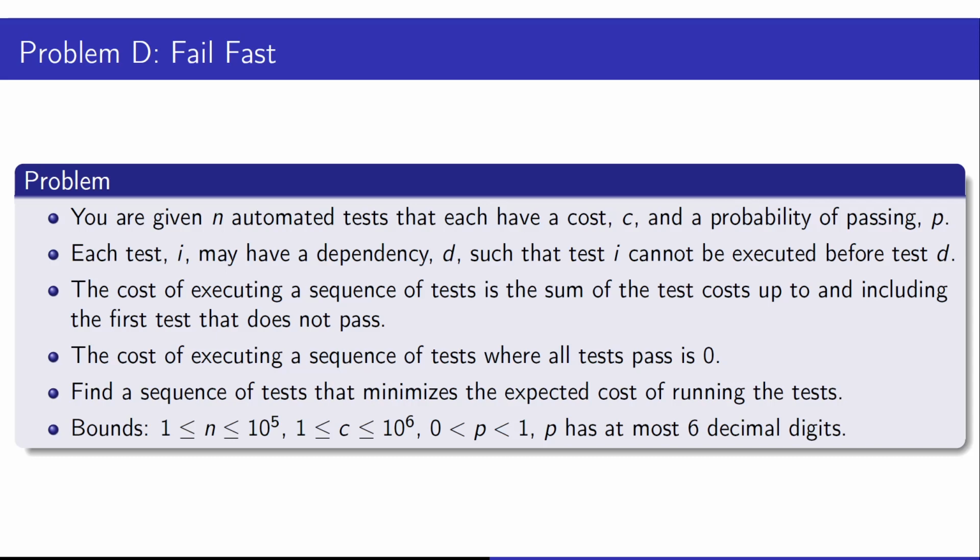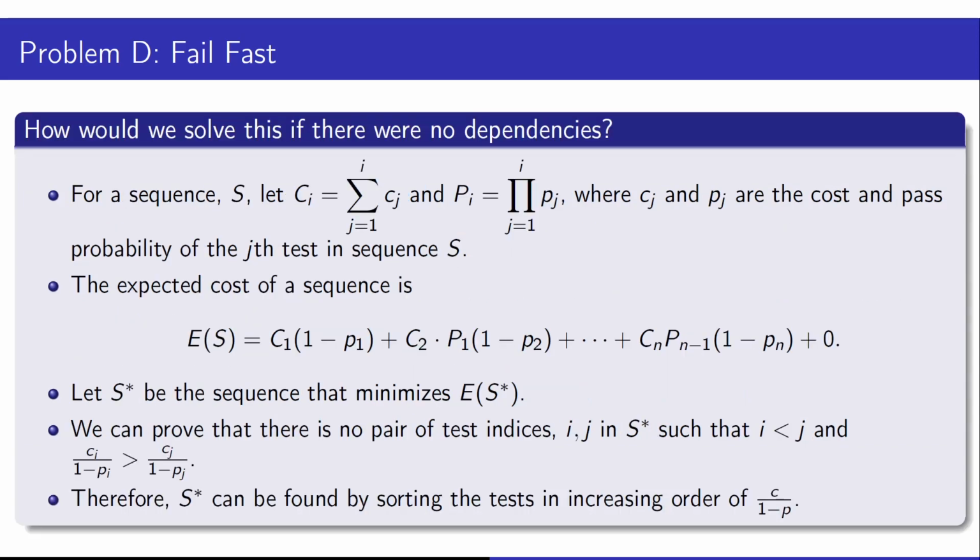We wish to find a sequence of tests that minimizes the expected cost of running the tests. There can be at most 100,000 tests in this problem. So we first start by thinking about how to solve the problem when there are no dependencies.